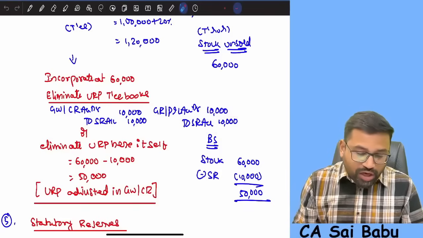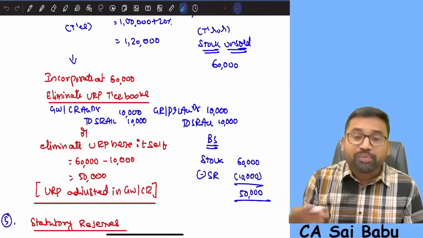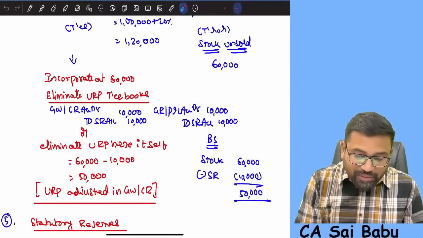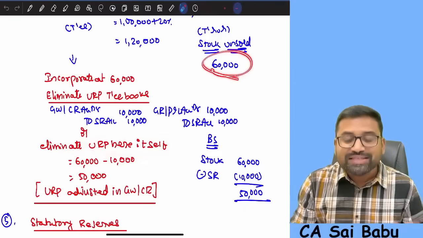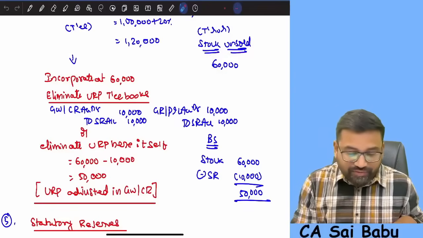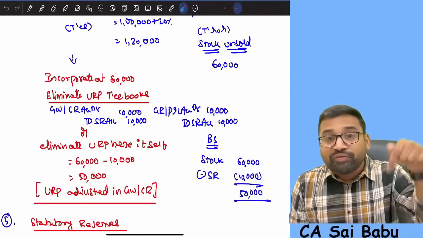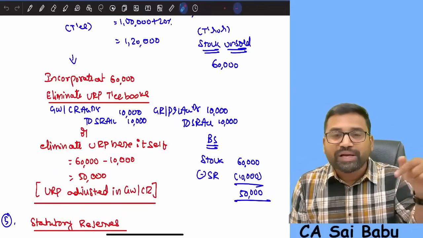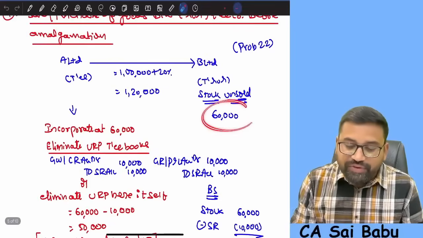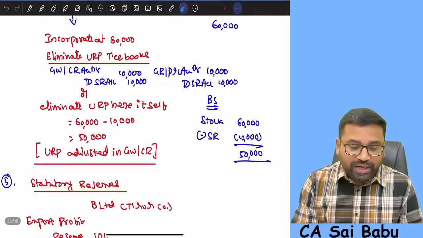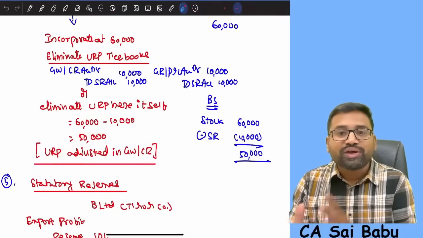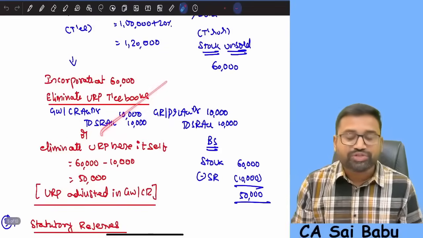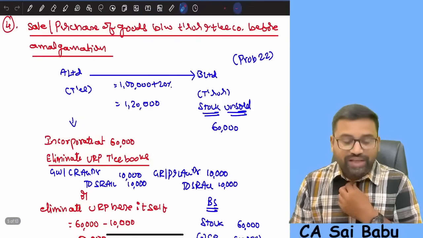Or else, what we can do is, at the time of incorporation itself, we will eliminate URP. That means we will take the stock at 60 minus 10, 50,000. That means at the time of incorporation entry itself, if you incorporate this stock at 50,000, eliminating unrealized profit, automatically it is adjusted to goodwill or capital reserve. No need to adjust separately. No need to write this separate adjustment entry. So therefore, very simple, sir.